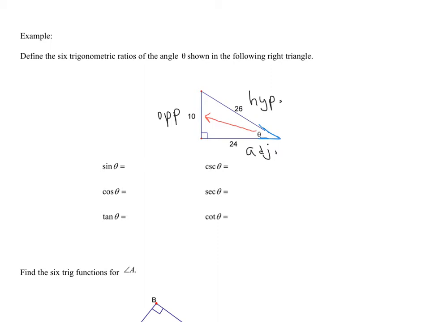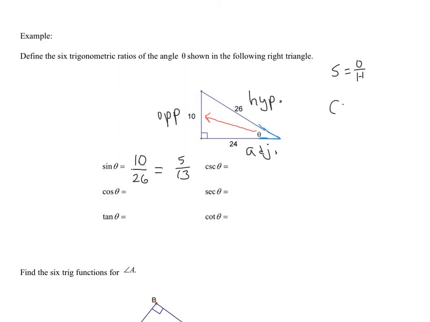So if you remember, we said sine was opposite over hypotenuse. So that would be 10 over 24, which I want to reduce, or excuse me, 10 over 26, because the hypotenuse is 26. So if I reduce that, that's going to be 5 over 13.